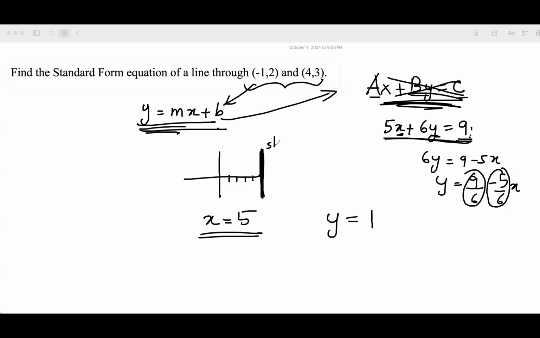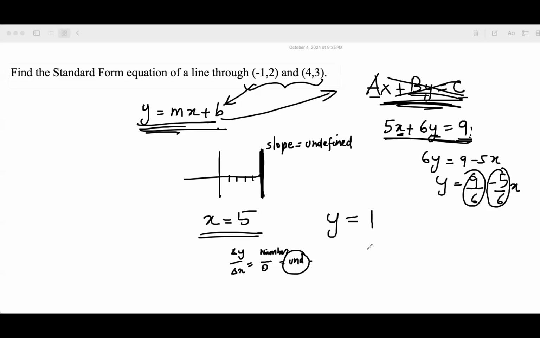What is the slope of that? Slope of that is undefined. It's not infinity. It's undefined because if you do rise over run, there is a rise and there is no run. Run is 0. You cannot divide anything by 0 in mathematics, so it is undefined.